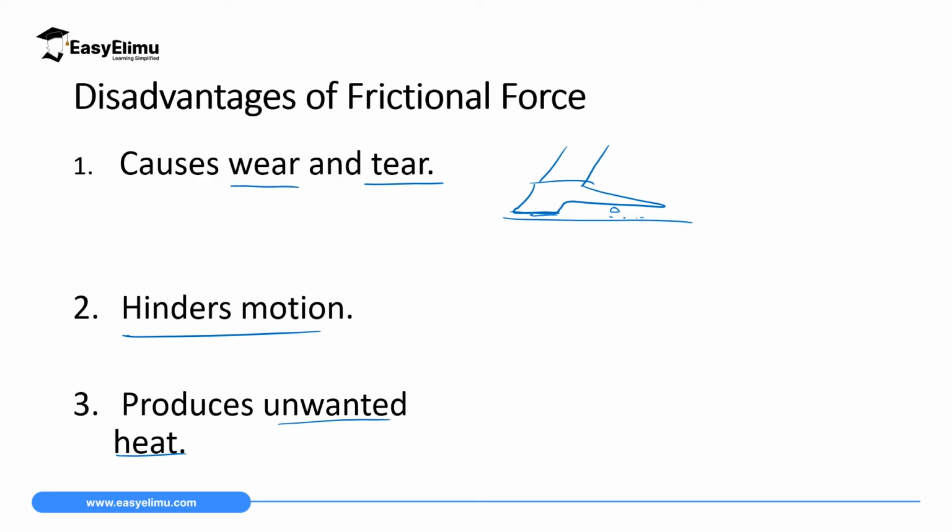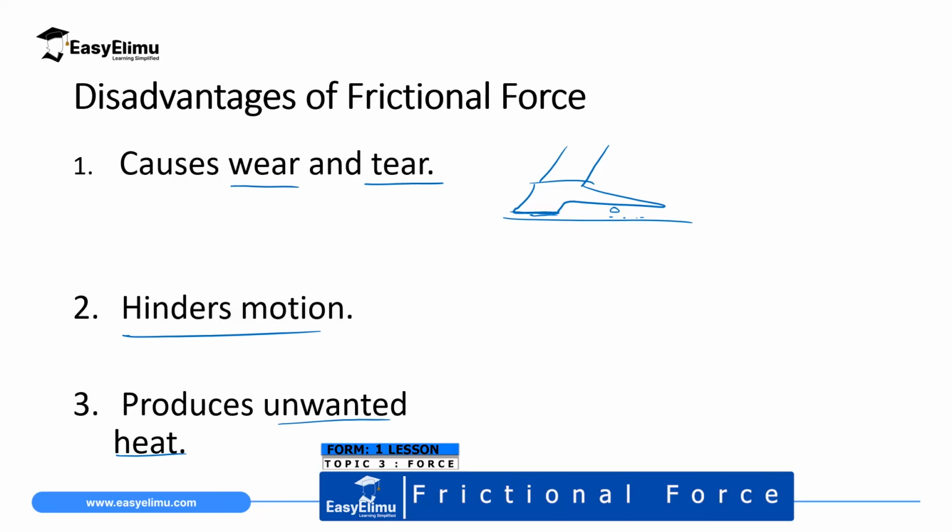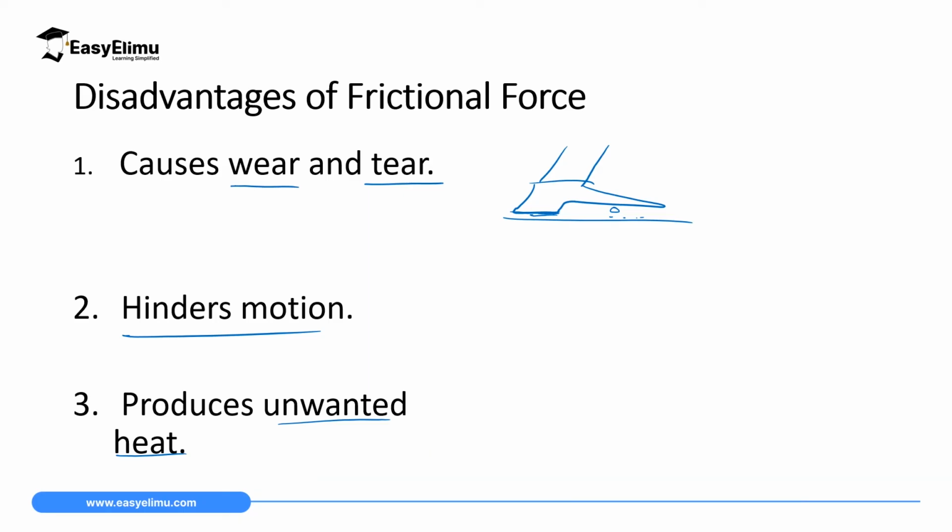So whenever you are rubbing your two hands, the two hands are examples of solids. So when they interact, the two hands have what we call the bumps and the ridges. The ridges would be preventing motion, and the bumps. And in that case, for you to make your hands move fully, you must use a force which must overcome that friction. In the process, heat is produced. So friction can cause unwanted heat, especially in machines. And that one is very dangerous in factories.